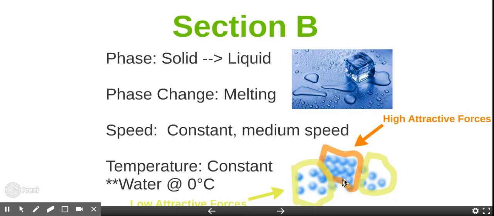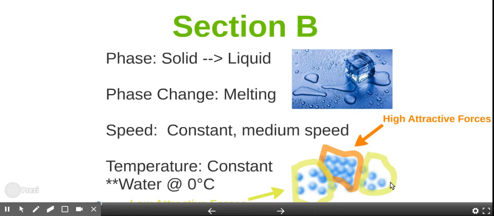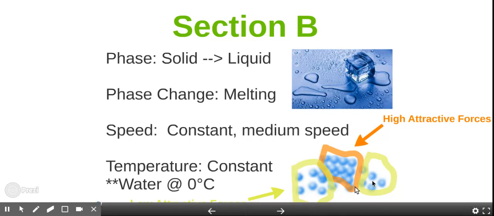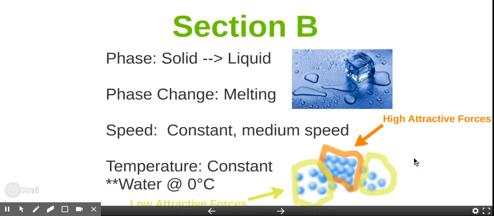So right here, this is your solid. Again, high attractive forces, but here, the yellow and here is where these start turning into liquids. And these guys have low attractive forces. So we're not increasing the temperature here. If the hot plate's not increasing the temperature, what the hot plate is doing is actually breaking up these attractive forces. Okay, so that's kind of the big idea here is what we're looking at.